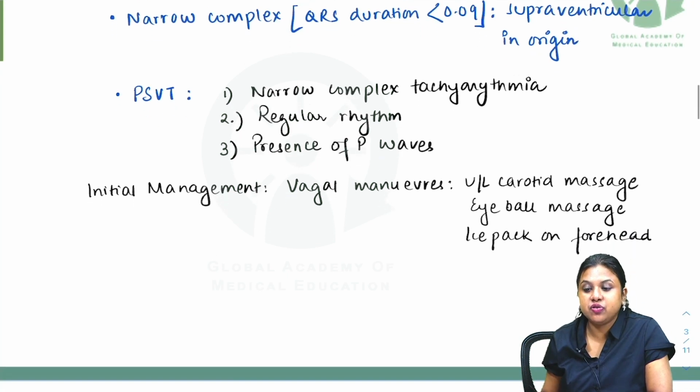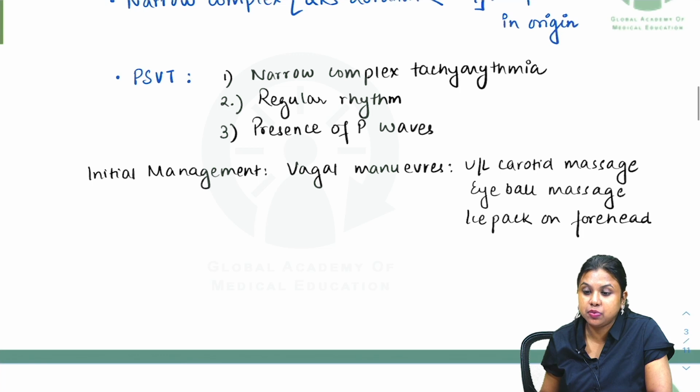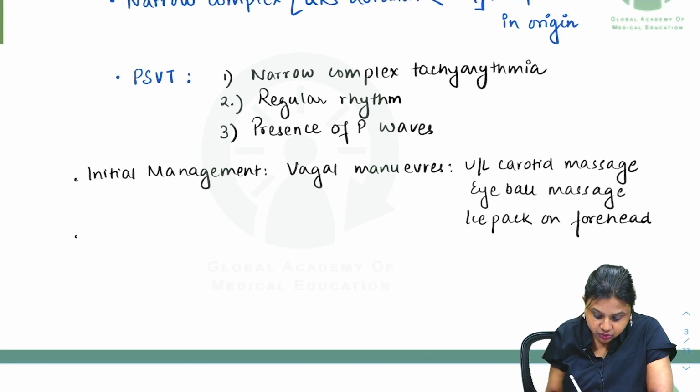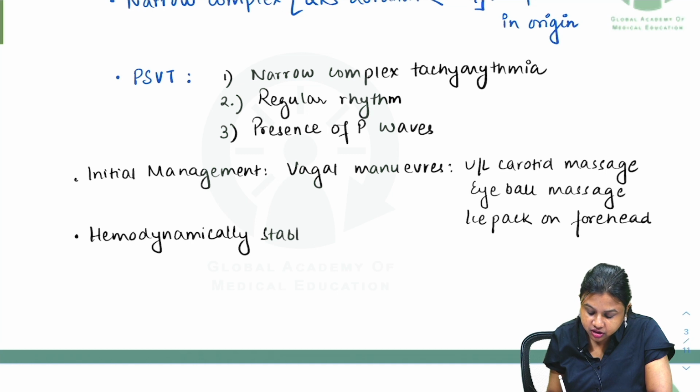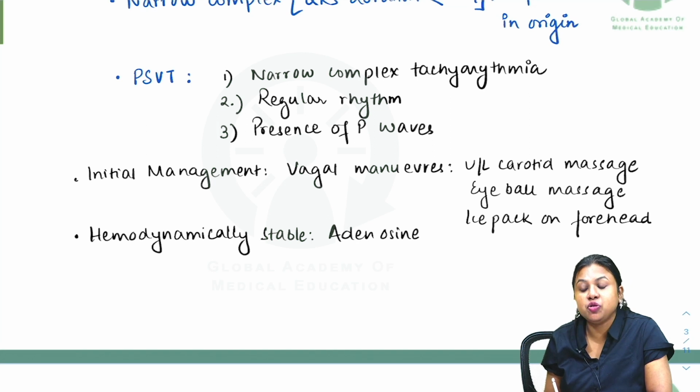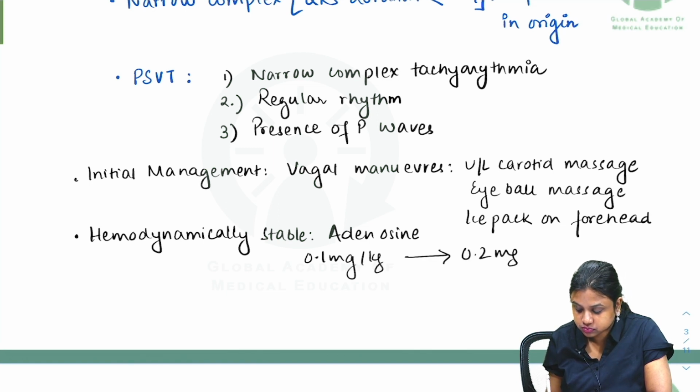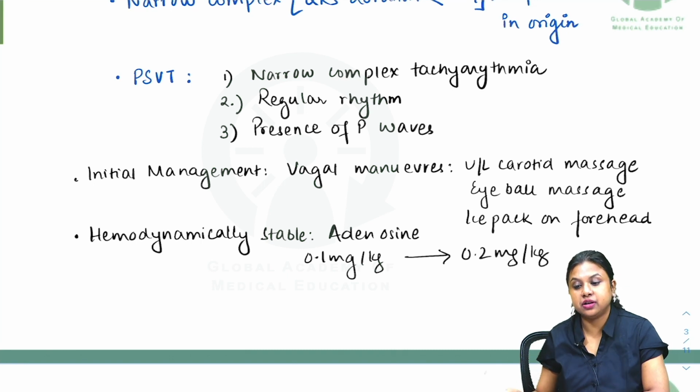Next, you need to see whether the child is hemodynamically stable or not. In case of hemodynamically stable, the drug that you can give is adenosine. It's 0.1 milligram per kg and then you can increase it to 0.2 milligram per kg, if you need to give a repeat dose.